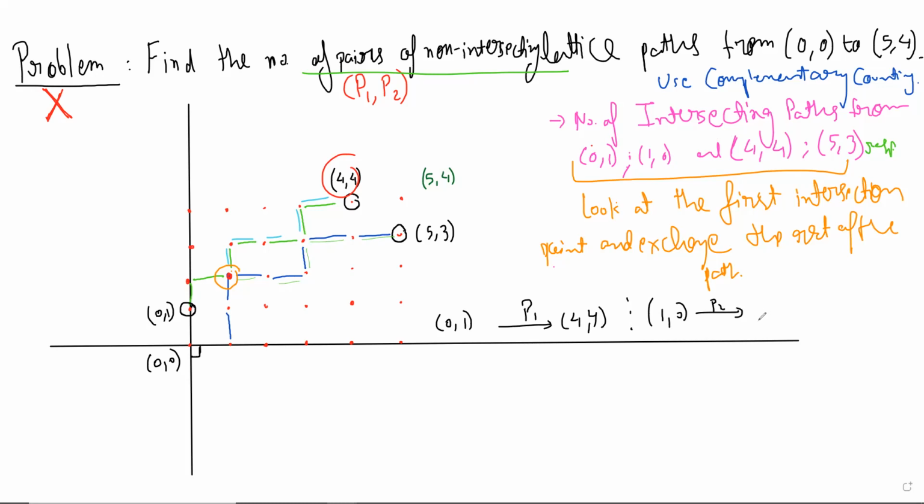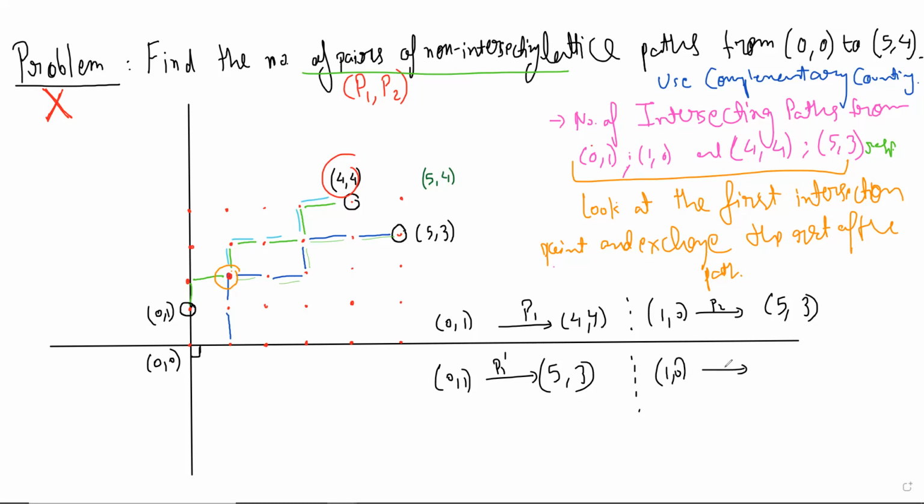Not a very good notation, but we can use this. And I've converted this to a path from 0,1 to 5,3. And this is maybe P1 prime, the multicolored path with the green before. Is the construction of P1 prime clear? I've taken the green path as it was, but when the first intersection point comes, I swap the rest of the path.